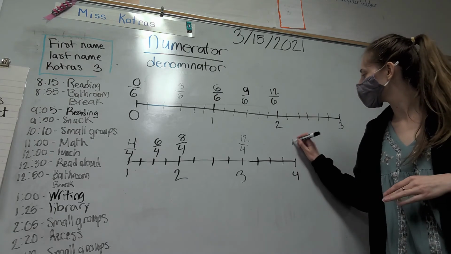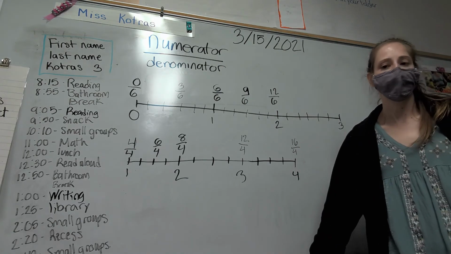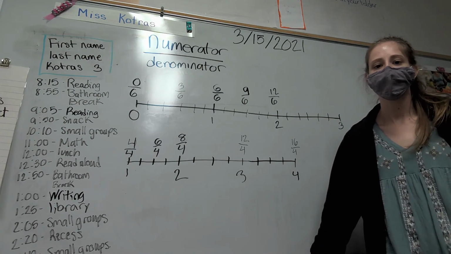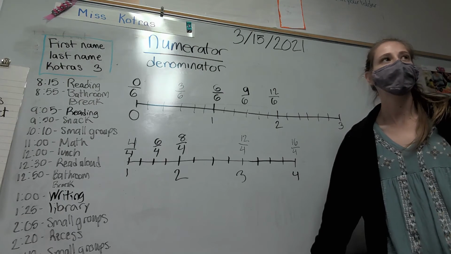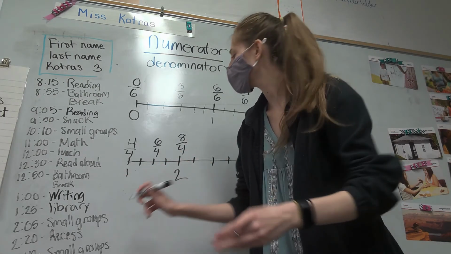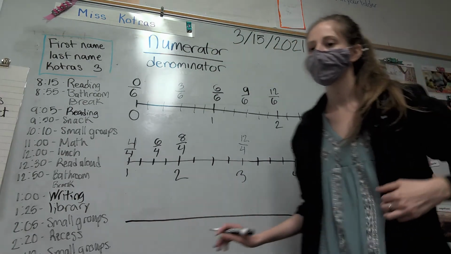On number 4, 16/4. That's good. Well, I was counting the fraction. I want to do number 3. Let's start number 3 together. How am I going to do it?